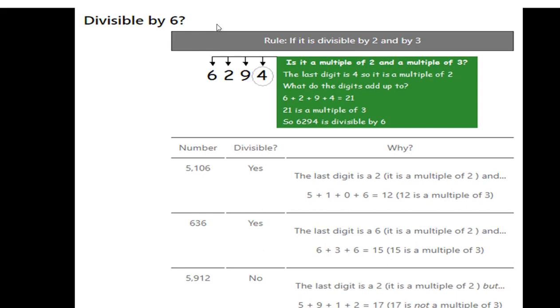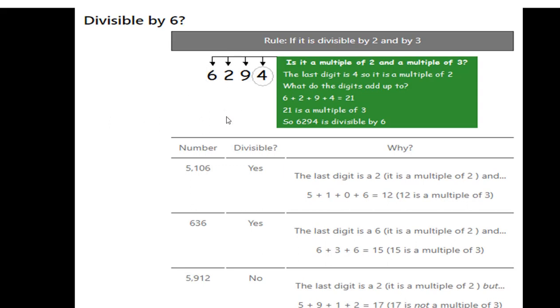Then to find out whether the number is divisible by 3, we add the digits. The sum should be divisible by 3. Here we have 6 plus 2 plus 9 plus 4 equal to 21. 21 is a multiple of 3. That means the number is divisible by both 2 and 3, so the number is in turn divisible by 6.